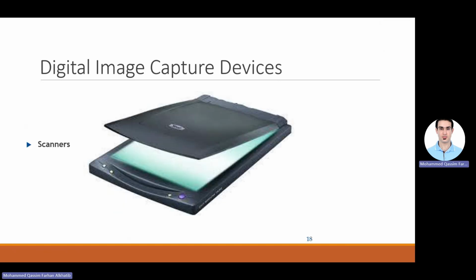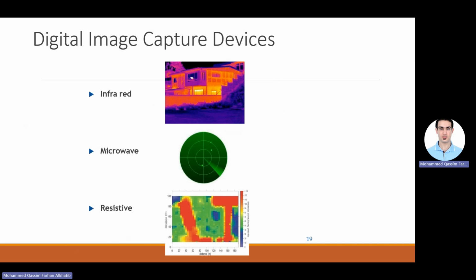Another example, the scanners, the machines that you can scan papers. Some infrared imaging, let's say at night, an image will probably look black, but infrared detects heat, and you have a clearer image compared to optical images. Some microwave with radar sensors to detect objects. Some resistive, I don't know what that is, but that's another example of digital.